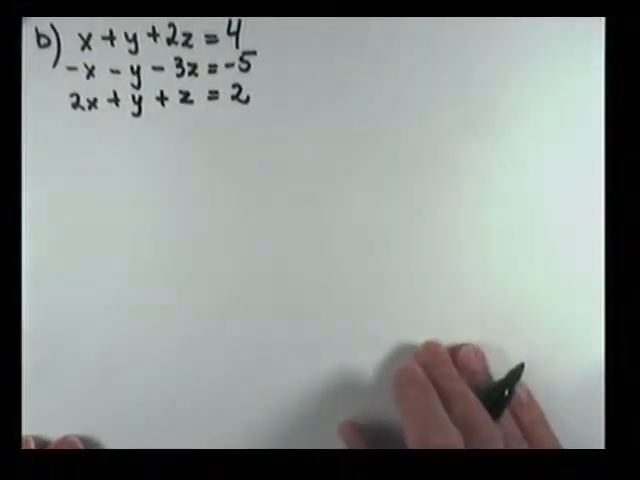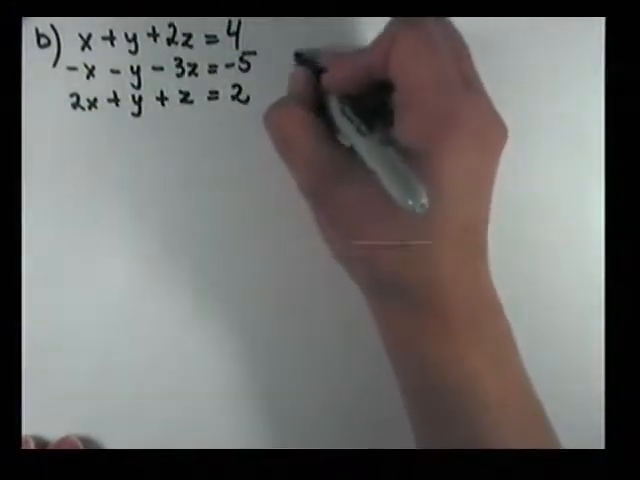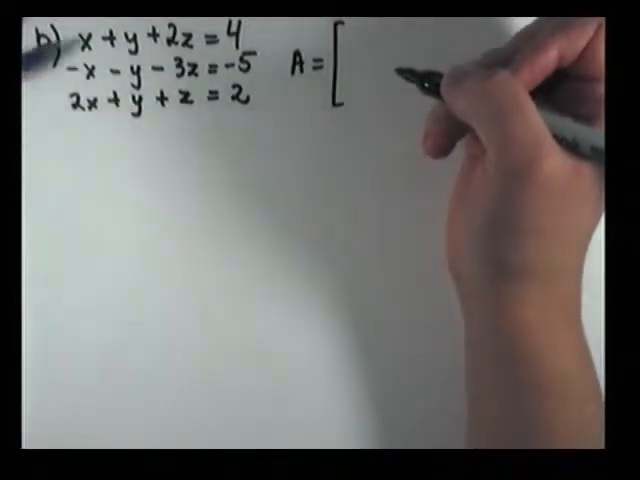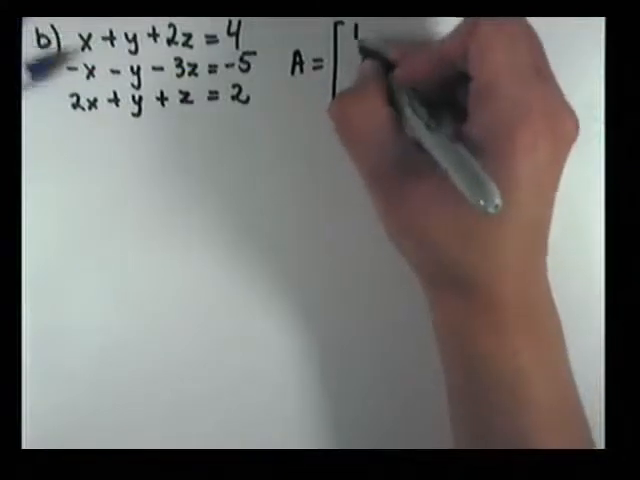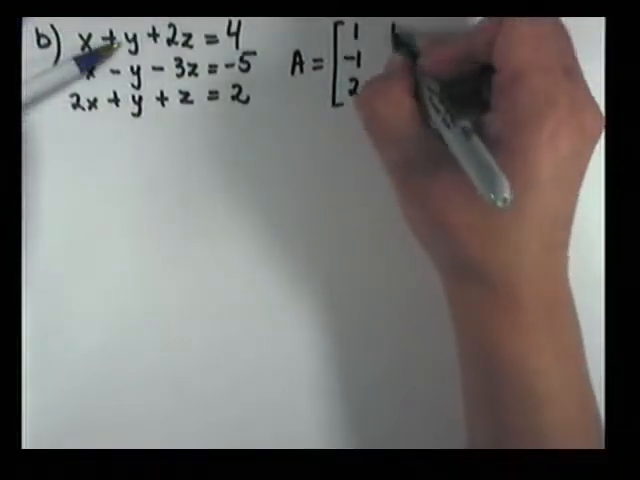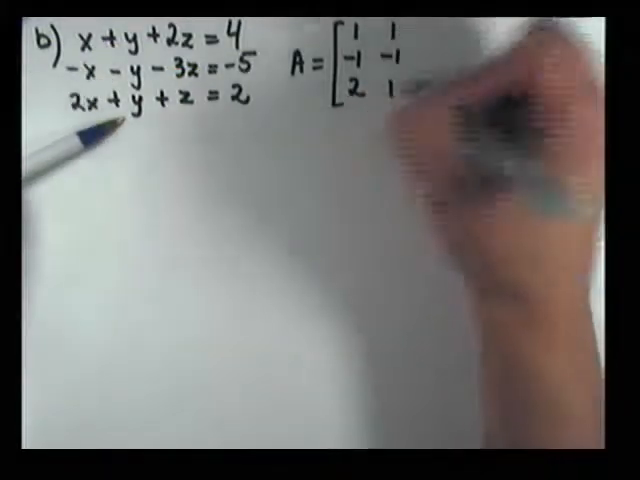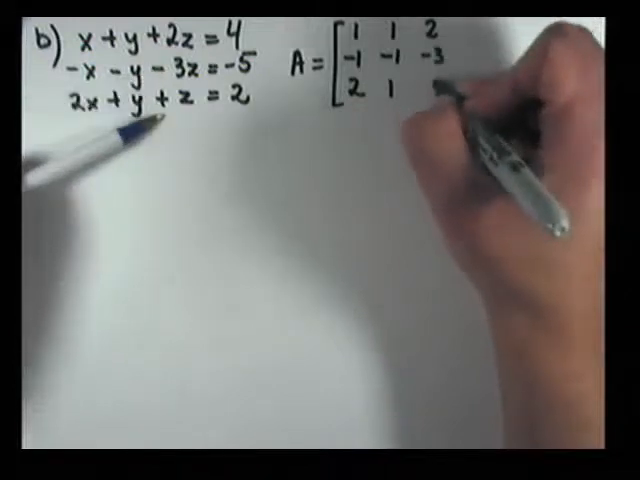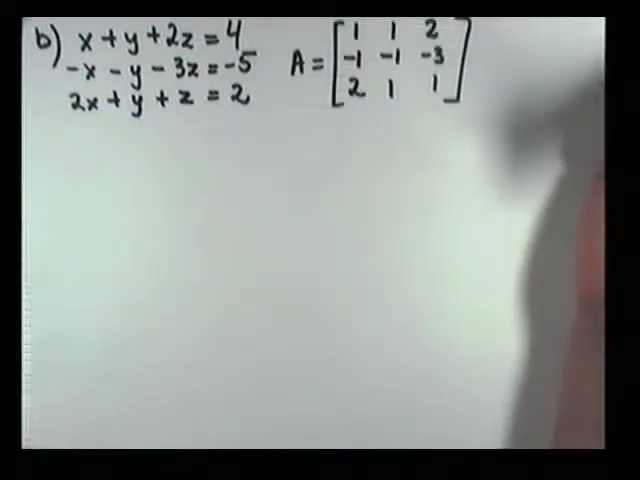So first start with the coefficient matrix A. Coefficient by x is 1, minus 1, 2. Coefficient by y is 1, minus 1, 1. Coefficient by z is 2, minus 3, and 1. Okay, now we need to find the determinant.